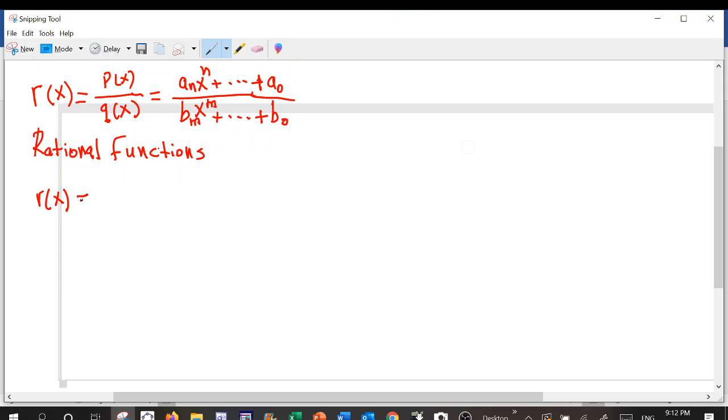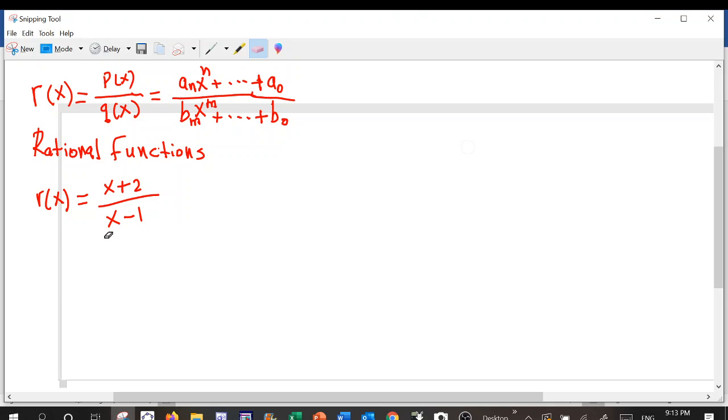So what do you think this is going to look like? Let's say x plus 2 divided by x minus 1, right? Well, this is going to have problems when x equals 1, right?